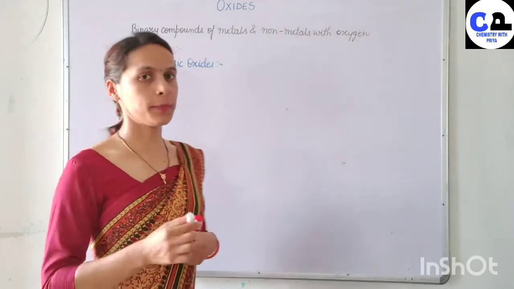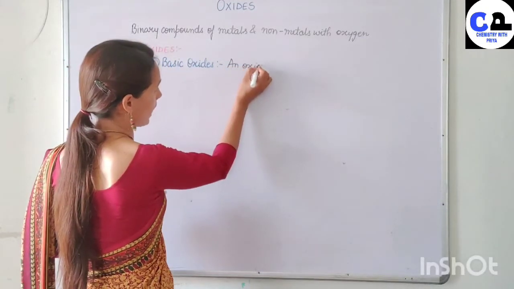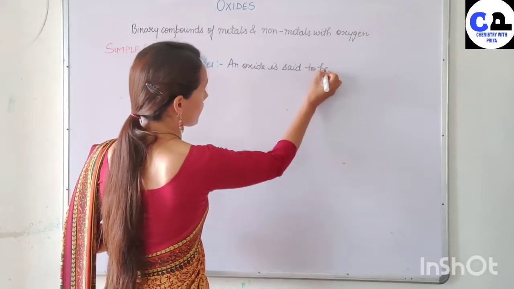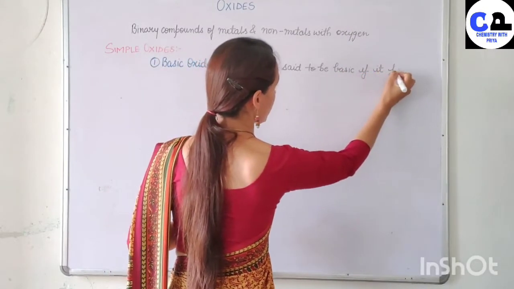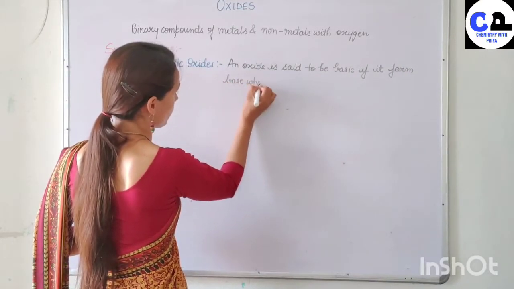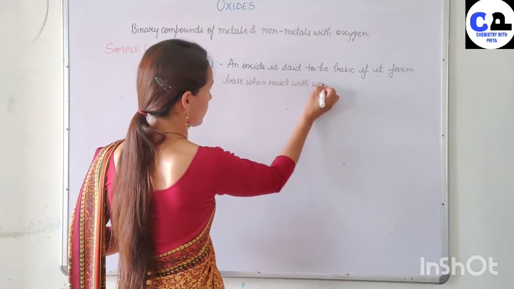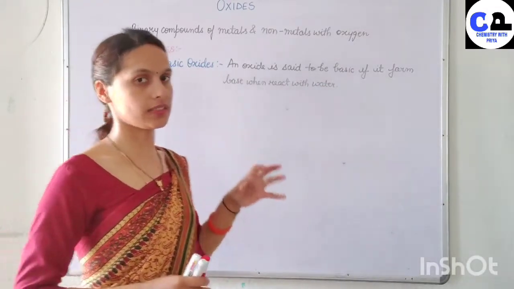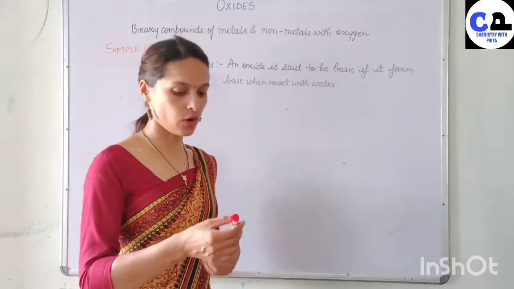Now, what do you mean by basic oxide? An oxide is said to be basic if it forms a base when reacted with water. So whenever an oxide reacts with water, and after reacting with water that particular oxide forms a base, then the oxide is said to be a basic oxide.